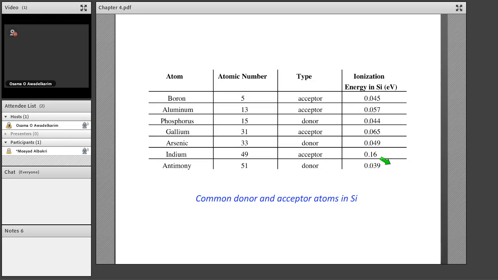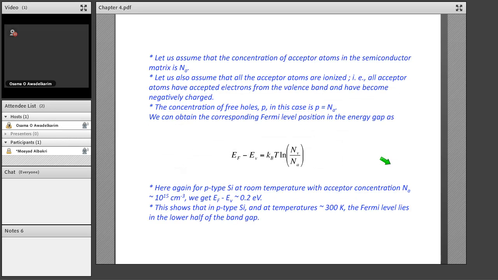And indeed, we can see that's the case by simply going to the relationship that we derived before for P. P is the concentration of free holes, and set P equal to Na, which is the concentration of acceptors. And you can immediately see that the Fermi level above the valence band is of this order.